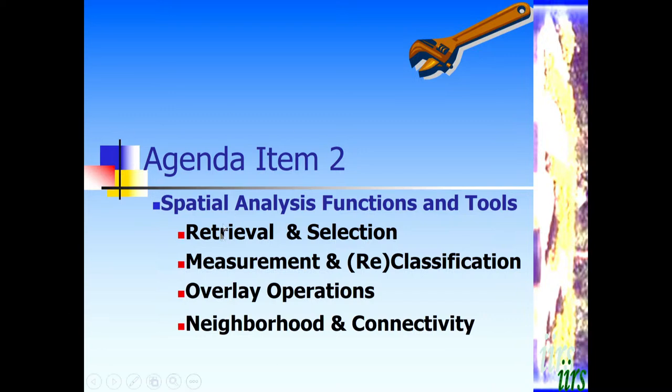So as I said, these are the various categories of operations in spatial analysis: retrieval and selection, measurement and classification, overlay operations, neighborhood and connectivity operations. Today we will see some of these, maybe up to a maximum of classification, and the rest we will discuss tomorrow. Classification we may discuss today or tomorrow based upon the availability of time.